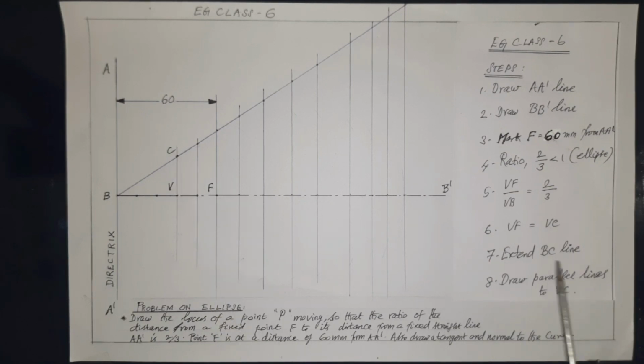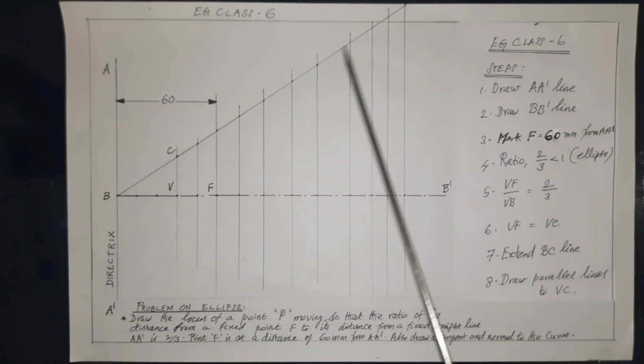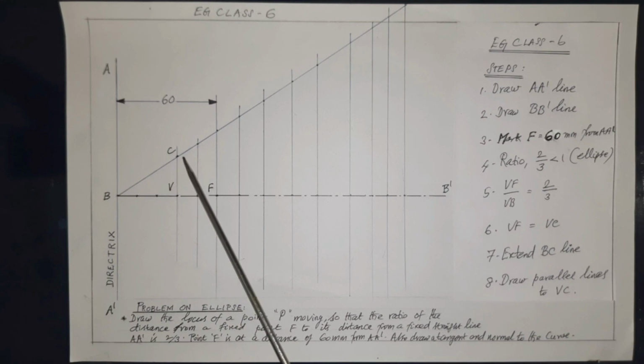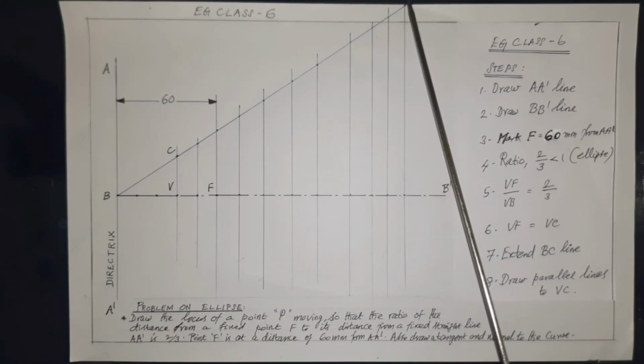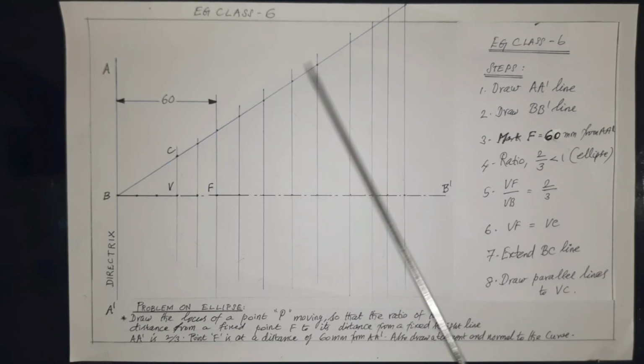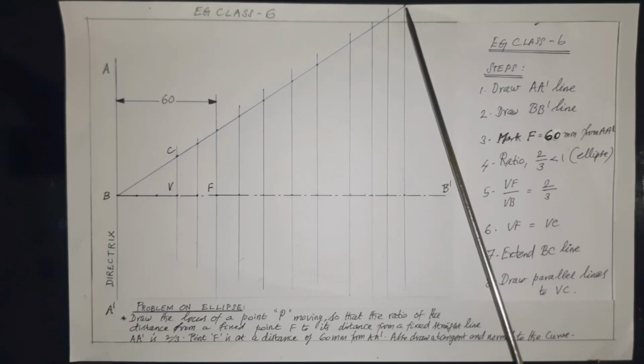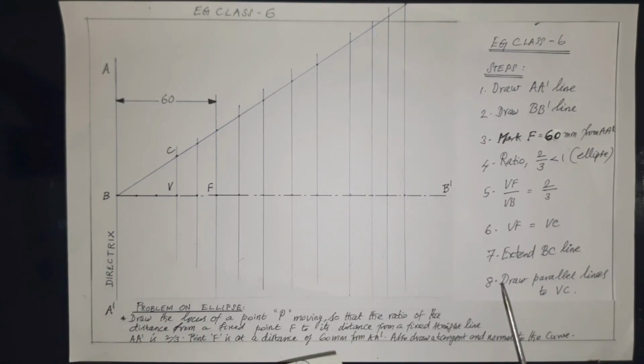Next, looking into the seventh step, extend the BC line. This B point we know already, this C point is also known. Now extend the BC line. From B to C, we join and extend the line. This length is approximate, up to the requirement. In the eighth step, draw parallel lines to VC as shown.